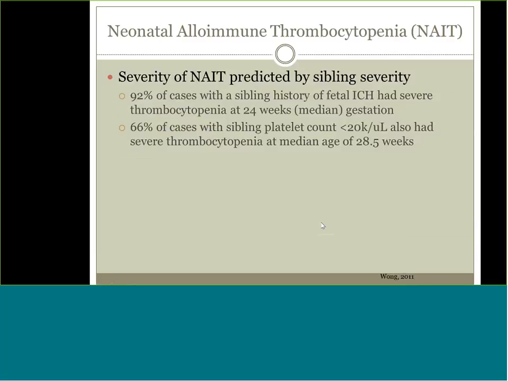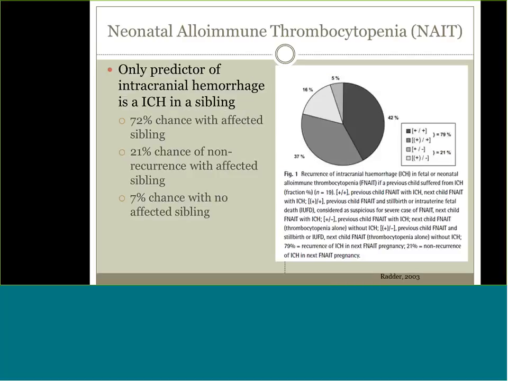92% of cases with the sibling history of fetal intracranial hemorrhage had severe thrombocytopenia at 24 weeks, and we'll talk about what that plays into the risk of intracranial hemorrhage in that subsequent pregnancy. And then 66% of cases with a sibling platelet count less than 20 also had severe thrombocytopenia at a median age of 28.5 weeks. So again, if that first pregnancy was affected, that subsequent pregnancy is more likely to be affected and potentially more severe. And unfortunately right now, the only predictor of intracranial hemorrhage is intracranial hemorrhage in a previously affected sibling.